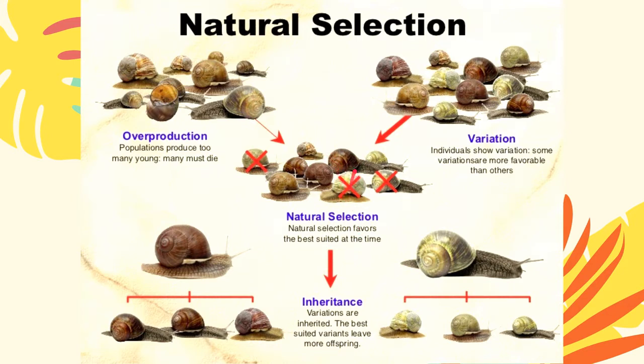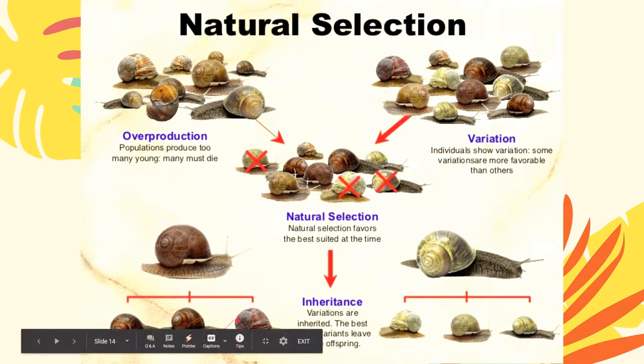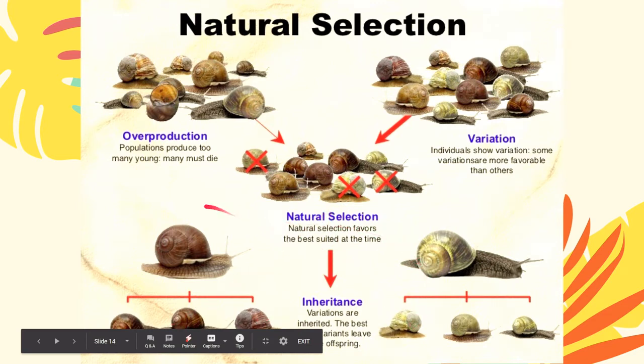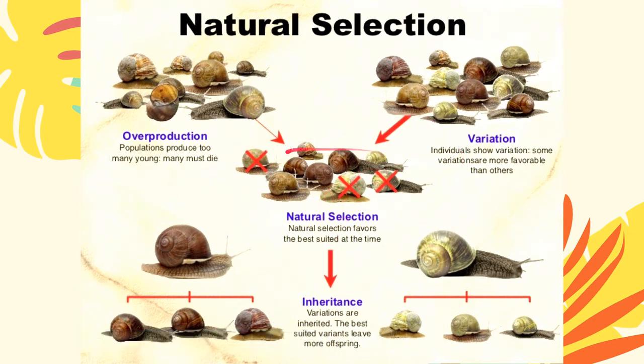Now, since the light-colored snails are not selected and did not survive and did not pass on their traits, only the dark-colored snails will be the ones to grow, to reproduce, and pass on their traits. So variations are inherited, and the suited variants were able to have more offspring. Now, where does speciation or the separation of species happen here? How does this create different species? If this happens over and over, eventually the gene for the light-colored snail will disappear from the population. If no one is reproducing or passing on that light-colored trait, then it will eventually disappear from the population.